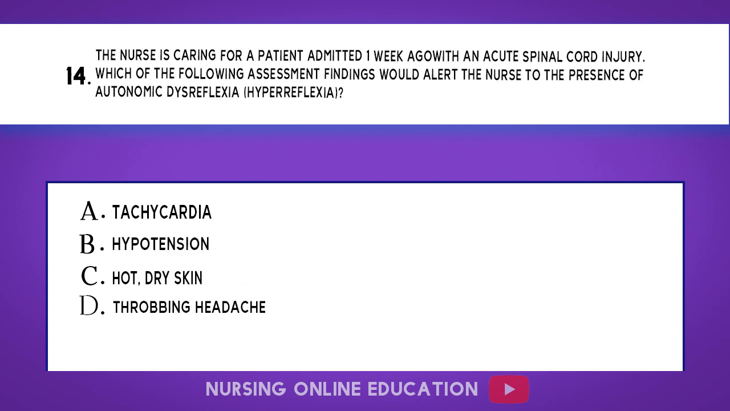14. The nurse is caring for a patient admitted 1 week ago with an acute spinal cord injury. Which of the following assessment findings would alert the nurse to the presence of autonomic dysreflexia, hyperreflexia? A. Tachycardia, B. Hypotension, C. Hot, dry skin, D. Throbbing headache. The answer is option D, throbbing headache.